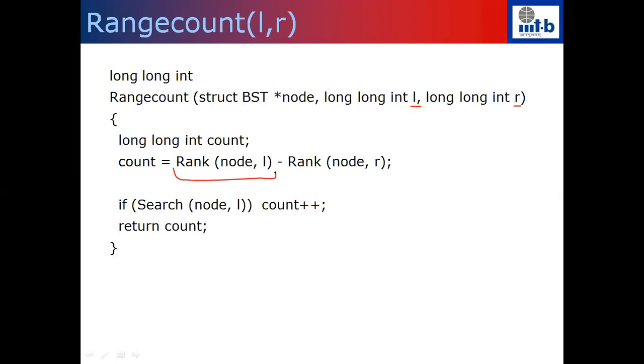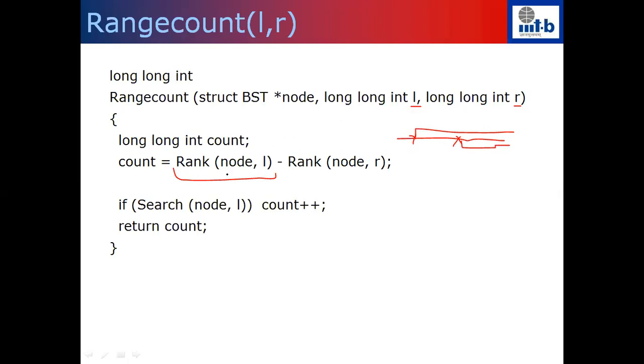So the rank of L will look at all the numbers which are greater than L. So this is your L, this is your R. The rank of L tells me all the numbers which are greater than L. The rank of R will tell me all the numbers which are greater than R. So if I subtract, the rank of L minus the rank of R, this will give me the number of numbers which are between L and R, right?